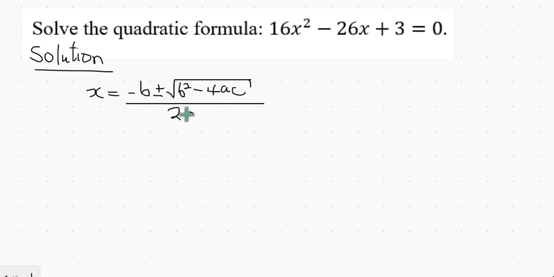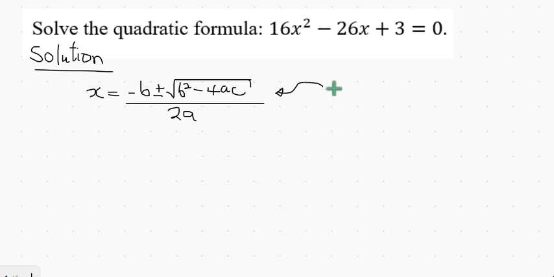2a. Okay, so this is the equation that most people call almighty formula, but up to this moment I don't know what is almighty about the formula. All right, so that's just by the way.